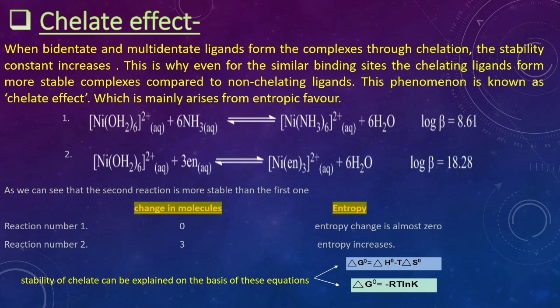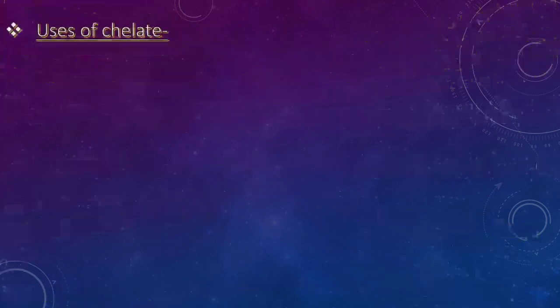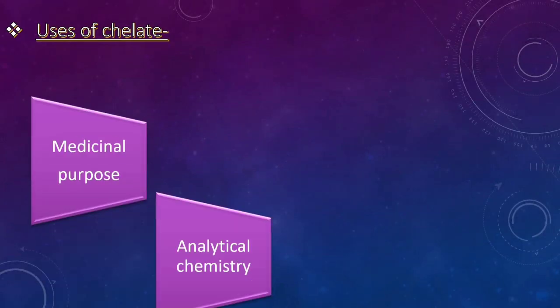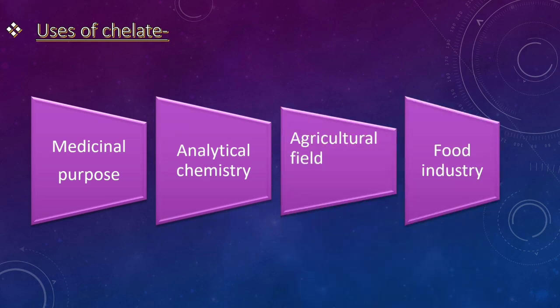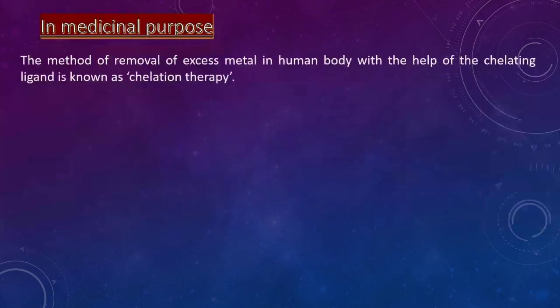Now I am presenting my last content, which is uses of chelate. The chelate compounds have various applications in different fields such as medicinal purpose, analytical chemistry, agricultural field and food industry. Here I am going to discuss the first two fields only. In medicinal purpose, the method of removal of excess metal in the human body with the help of a chelating ligand is known as chelation therapy.